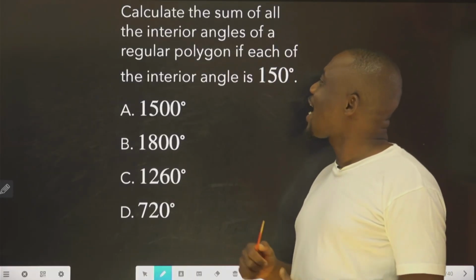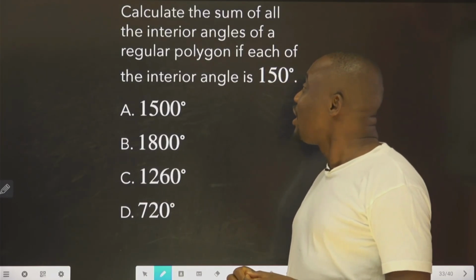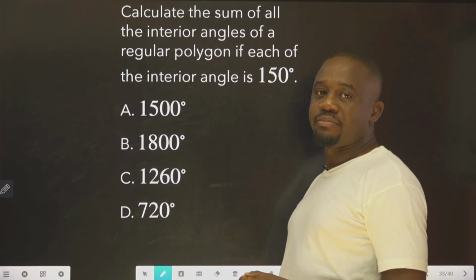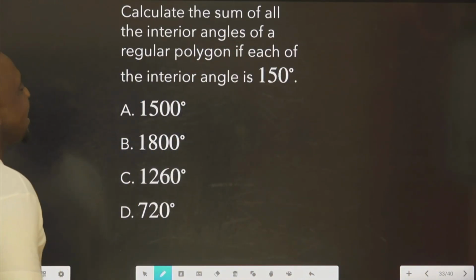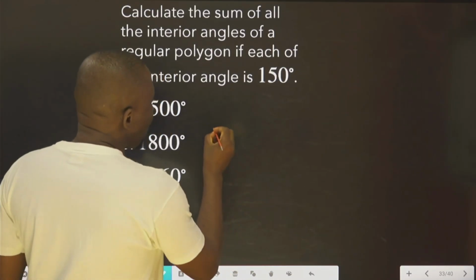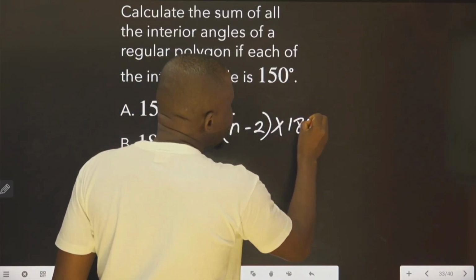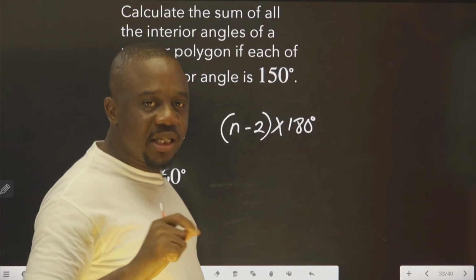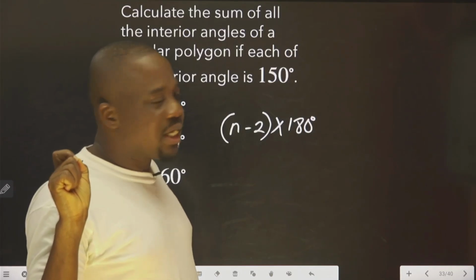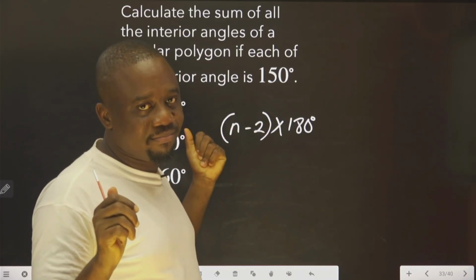Let's look at this. It says, calculate the sum of all the interior angles of a regular polygon if each of the interior angles is 150 degrees. Okay. What you must put at the back of your mind: (n minus 2) multiplied by 180 is the formula to calculate the sum of all the interior angles of a regular polygon. All we need now is just the number of sides. But we don't have the number of sides.